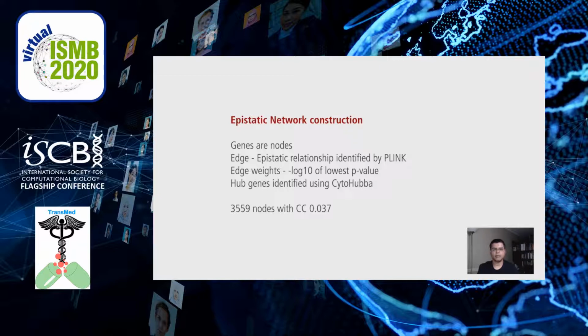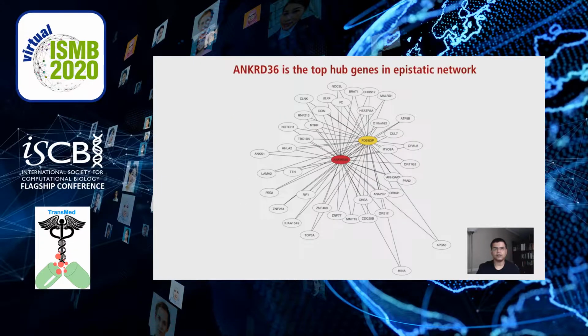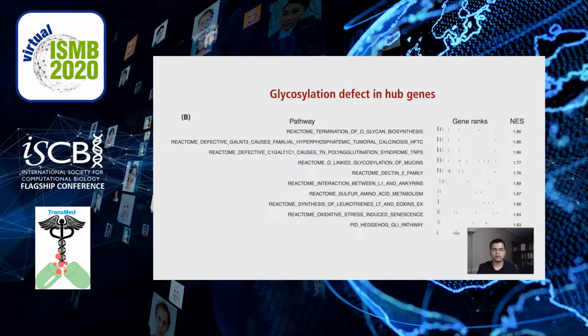In this network, we found 3,500 nodes with a clustering coefficient value of 0.037, and we used a software called CytoHubba to find out the hub genes in this network. And it turns out that ANKRD36, as we found in our earlier analysis, is the topmost hub gene in this network. When we used all the hub genes in this network and carried out a gene set enrichment analysis, we found that our earlier finding that the glycosylation pathway defect may be a major causative factor is actually confirmed.